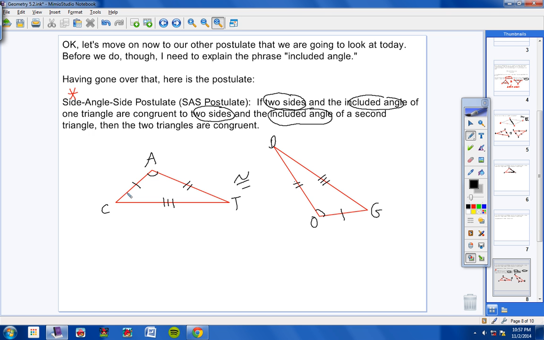See this angle C? Angle C is made up of a side with 1 mark and a side with 3 marks. Okay? So what angle over here is made up with 1 mark and 3 marks? Angle G. So angle C and angle G are corresponding angles. So I'm going to put 2 marks here and 2 marks here. And of course the third angle here has to be congruent to the third angle here.